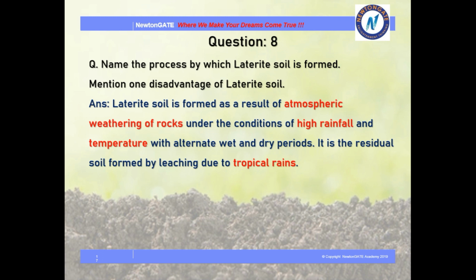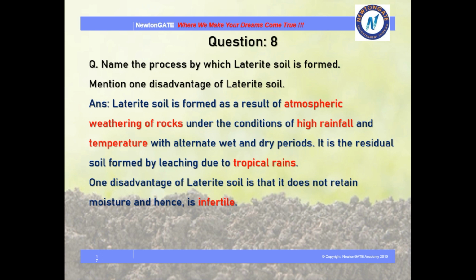What is the meaning of atmospheric weathering? The erosion or the disintegration of the rocks, that is considered to be the atmospheric weathering, which is natural. The region having high rainfall and fluctuation of the temperature results into the wet and dry period and ultimately resulting into the leaching due to the tropical rain. So this is the process of the laterite soil as well.